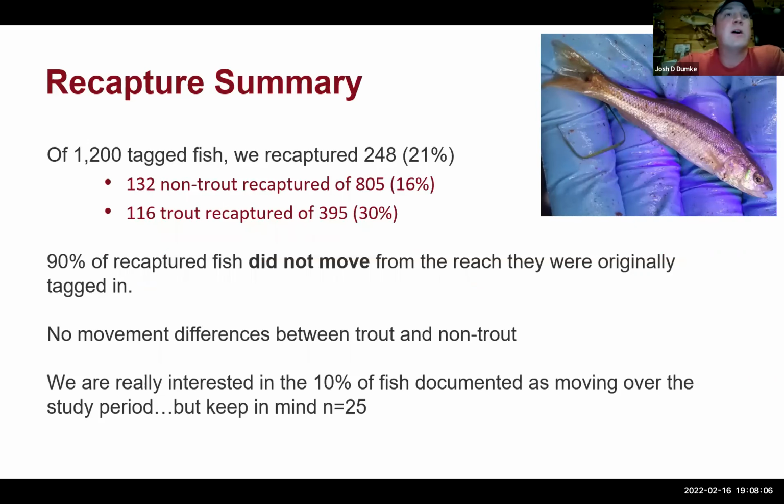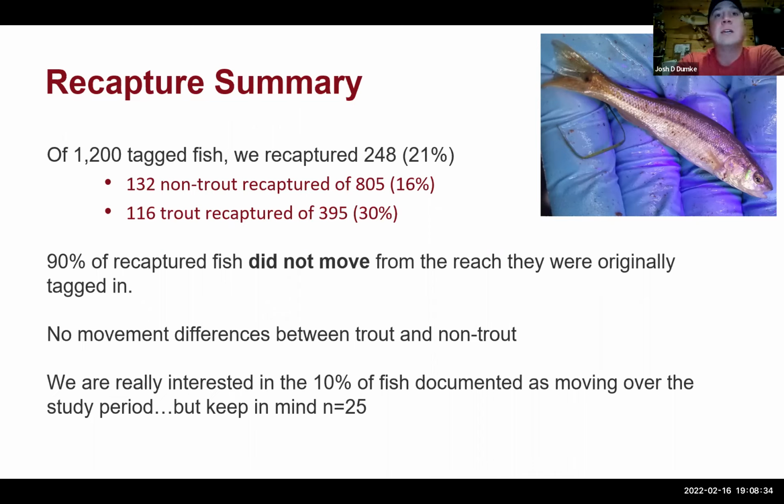In summary, of 1,200 tagged fish, we recaptured 248, which is a recapture rate of 21%. We recaptured about 16% of our non-trout, and we did better with the trout, recapturing about 30% of those. Of the 248 that we did recapture, 90% did not move from the reach they were originally tagged in.